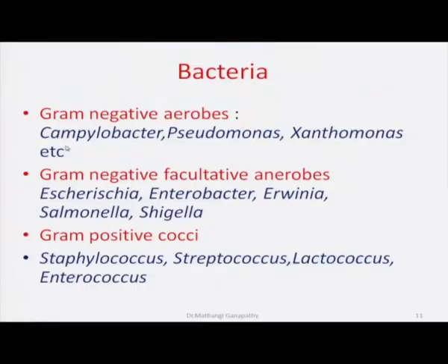Here you have certain gram negative aerobes like Campylobacter, Pseudomonas, Xanthomonas, etc., which are normal in food and do cause spoilage. Then you have the gram negative facultative anaerobes: Escherichia, Enterobacter, Erwinia, Salmonella, Shigella, etc.